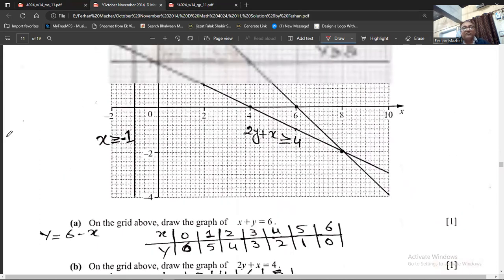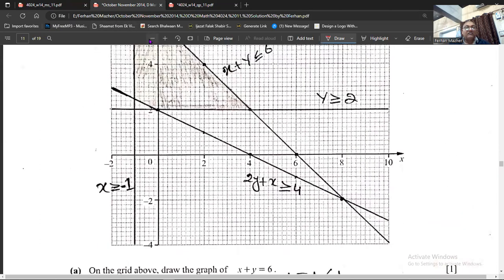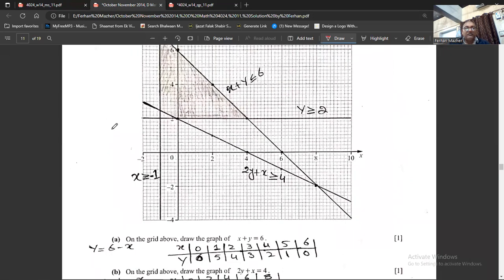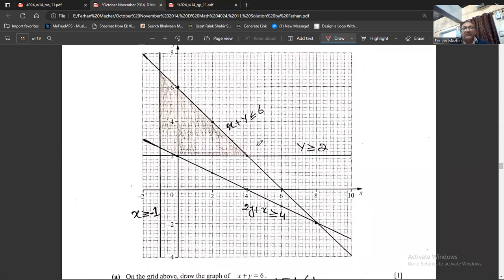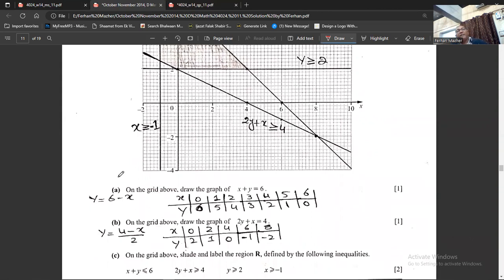So I will plot these points. So let me show you. So at 0, you have 6. I put this point. At 1, you have 5. At 2, you have 4. At 6, you have 0. So I will join them with a straight line. So this is that line. It is x plus y equals to 6.